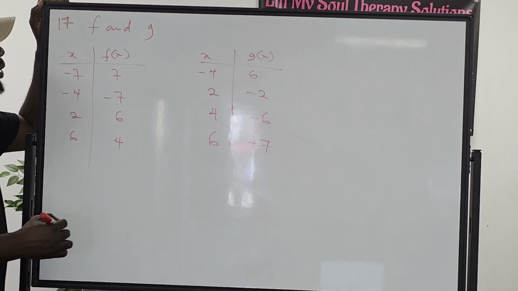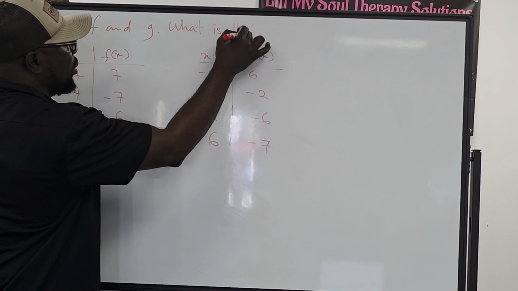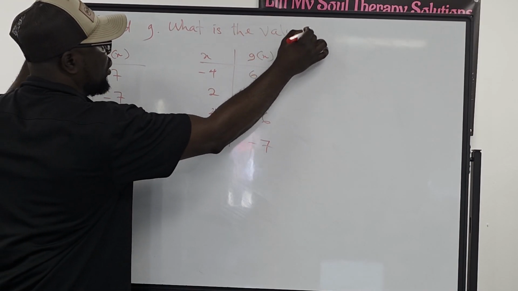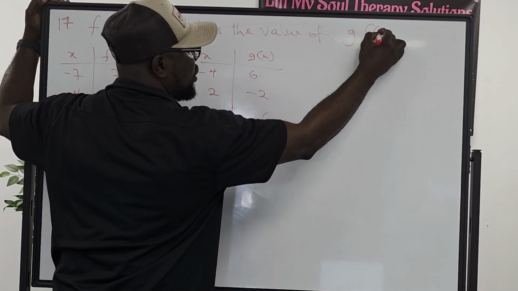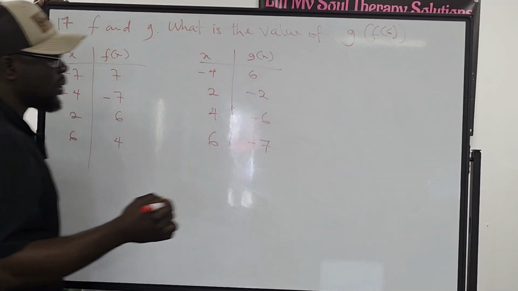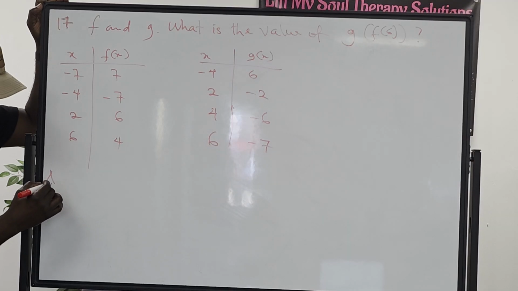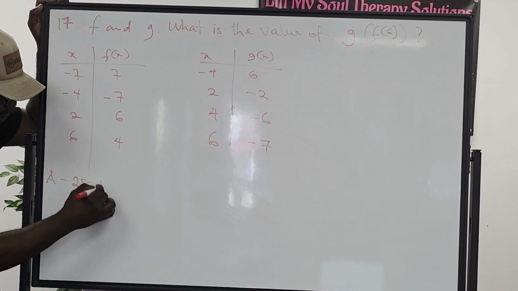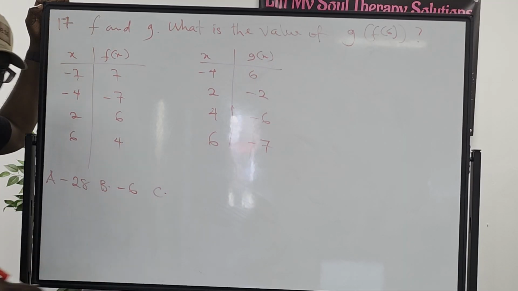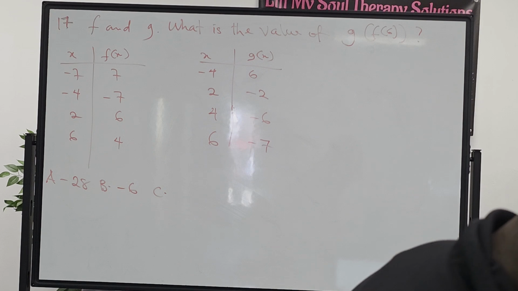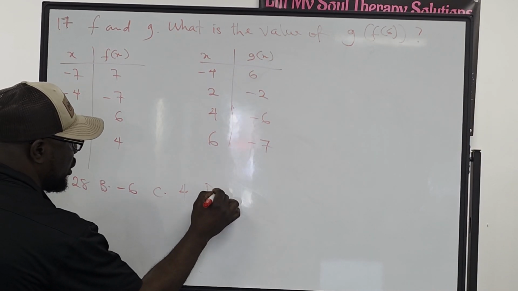And the question is, what is the value of g of f of 6? That's the question. And we have option A, minus 28. Option B, minus 6. Option C, 4. And option D, 7.